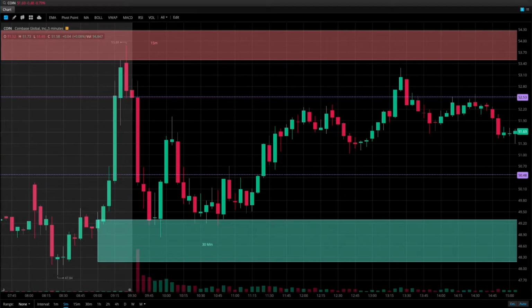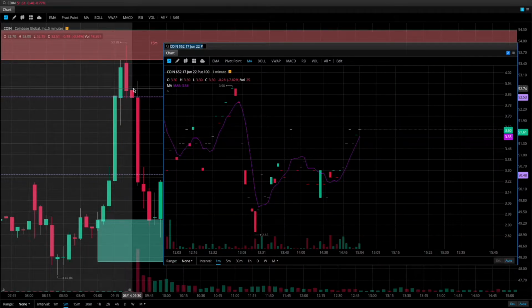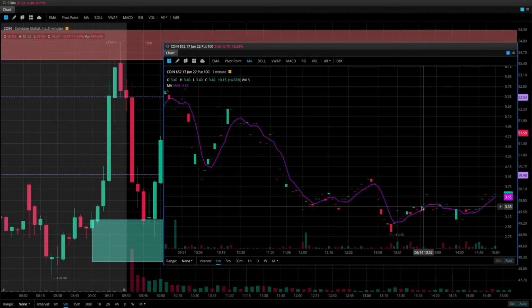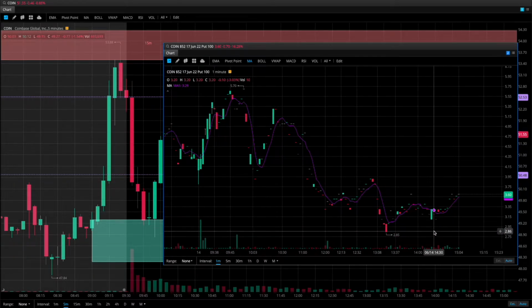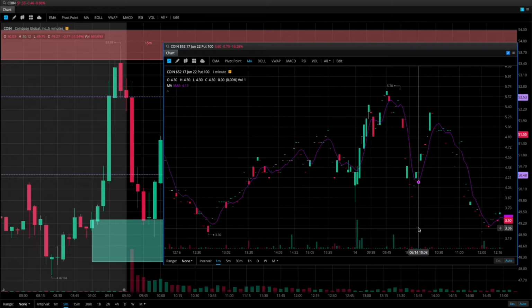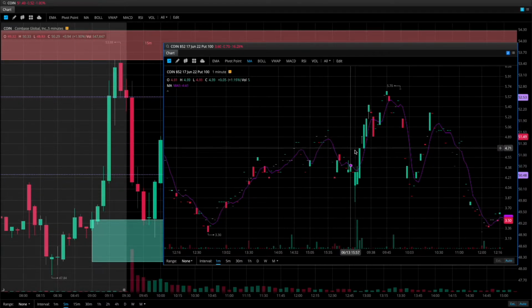And let's take a look at a put option. So let's say price opened around 52.54. Let's say you took the $52 put. So price opened up 9:30. Let's take a look at the 9:30. Today is the 14th. So 9:30, right?